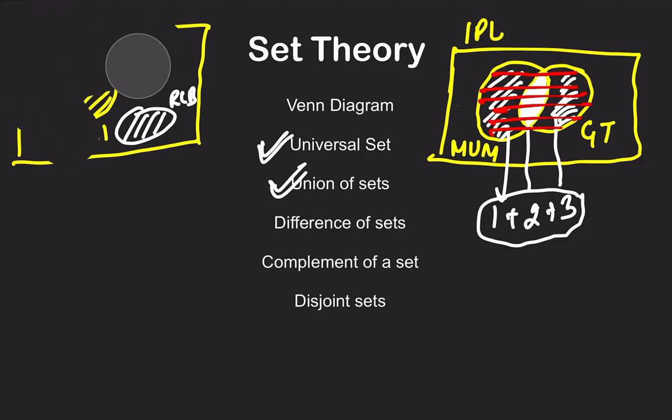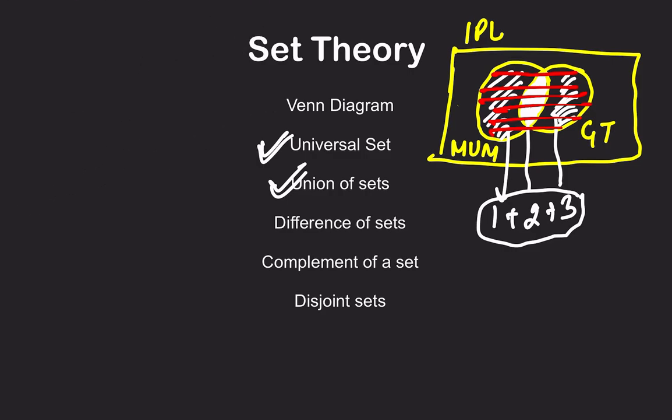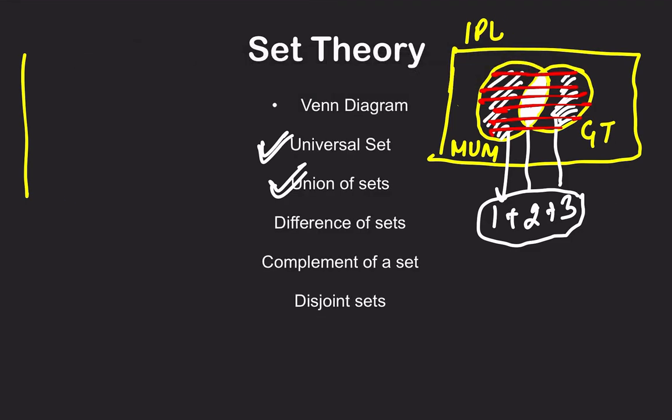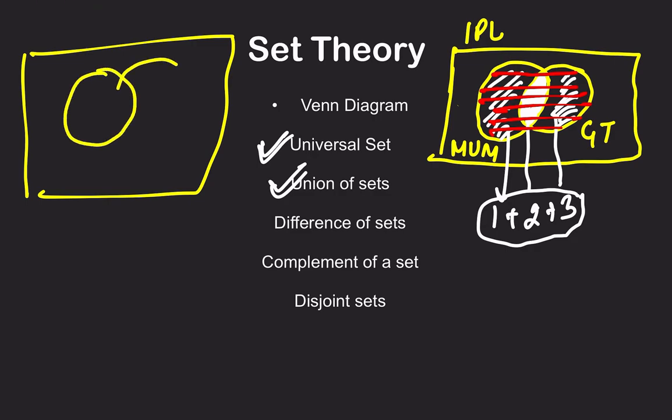Now the third part is difference. Again, we are taking the example of Mumbai Indians and Gujarat Titans. This is a universal set. Here we have two teams, Mumbai Indians and Gujarat Titans. This represents who have played for both the teams, right?